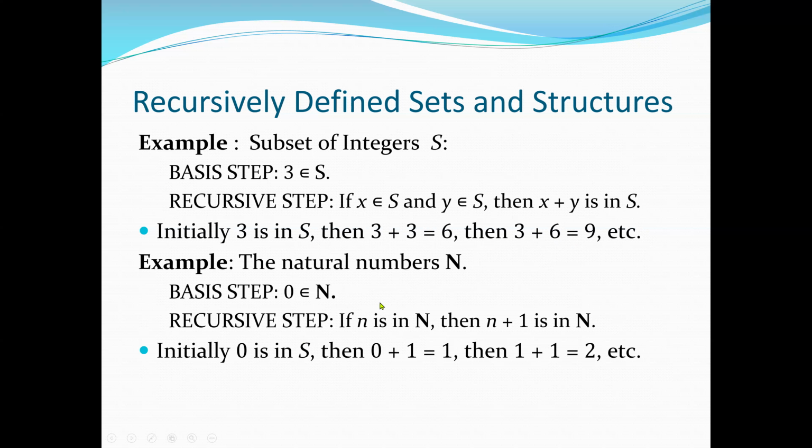Then another example about natural numbers N. For natural numbers, we know we start from 0. So the basis step will be 0 belongs to N. Now the recursive step: we say that if lowercase n is in uppercase N, then n plus 1 is also in N. So initially 0 is in N, so 0 plus 1 is 1, then 1 plus 1 is 2, then 2 plus 1 is 3, etc. will be in.